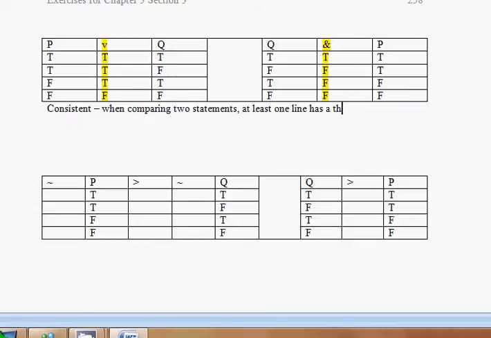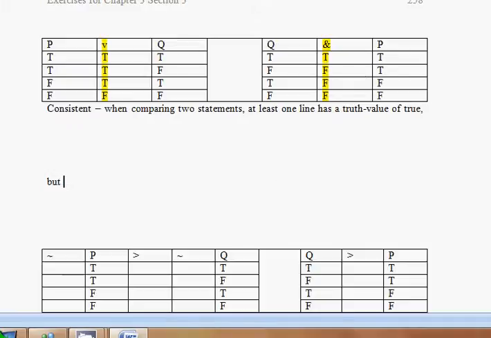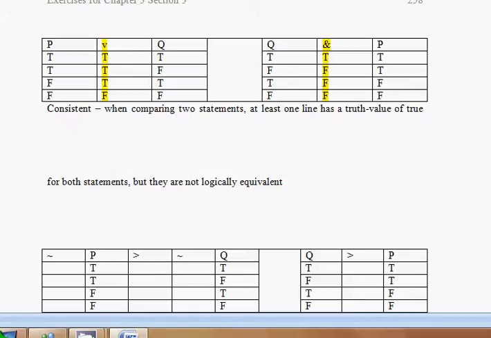And what that means is when comparing two statements, at least one line has a truth value of true for both statements, but they are not logically equivalent, meaning they're not the exact same all the way across, but on at least one line they are both true.